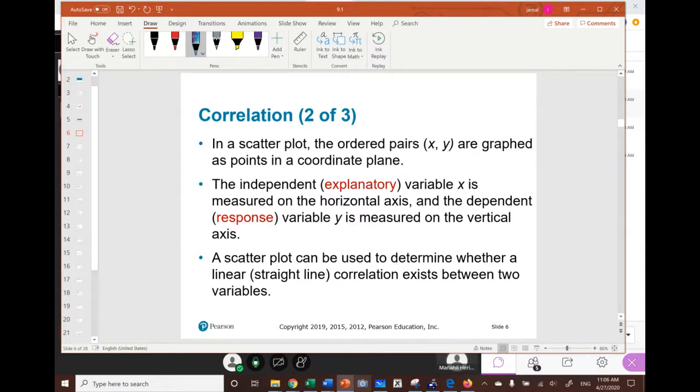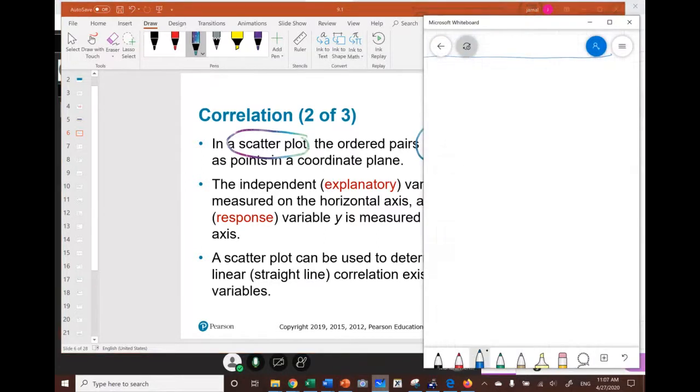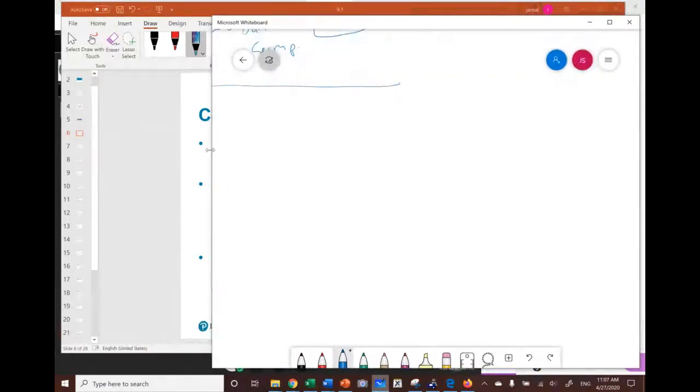Like anything else in here, when we come up with X and Y, we come up with a graph. If I give you a list of X's and Y's and I tell you to graph them, you can come up with a graph. That graph we're going to call a scatter plot. So a scatter plot is the plot or the graph that we get when we graph the X's and Y's in our problem. Let me show you an example.